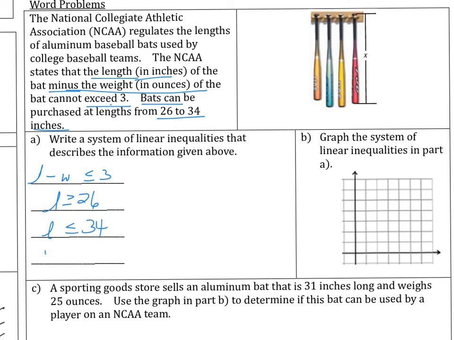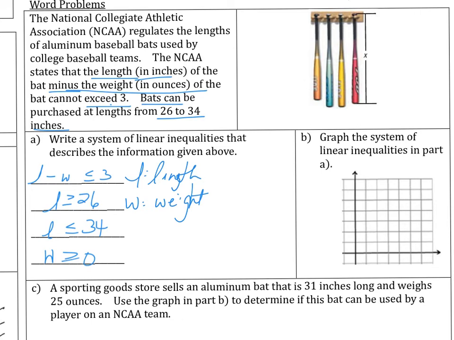And we can also say that the weight of the bats cannot be negative, so we can say W greater than or equal to 0. I'm going to write this to the side here. L equals the length of the bats. W equals the weight. Okay, so now we can graph all these 4 inequalities here.